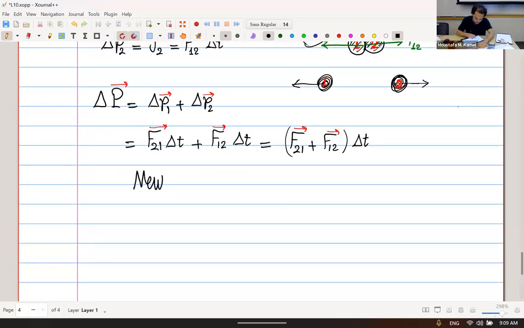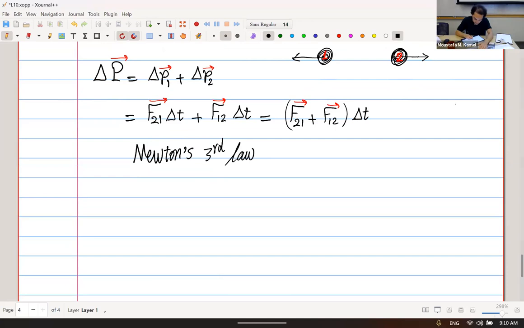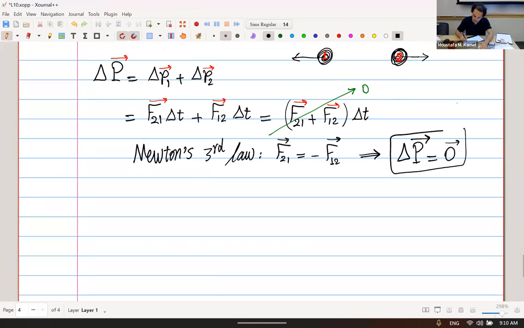So Newton's third law is crucial in conservation of momentum. It is the base of conservation of momentum. Without Newton's third law, there is no conservation of momentum. F21 is equal to negative F12. And that means this is 0. And this tells us that the change in the big momentum, the total momentum of the system, is 0.